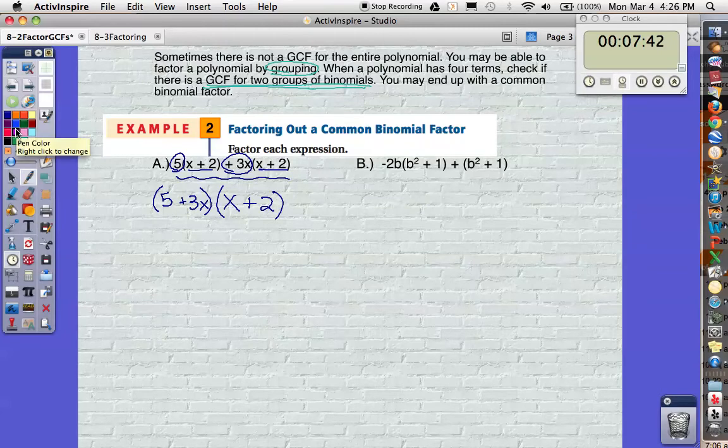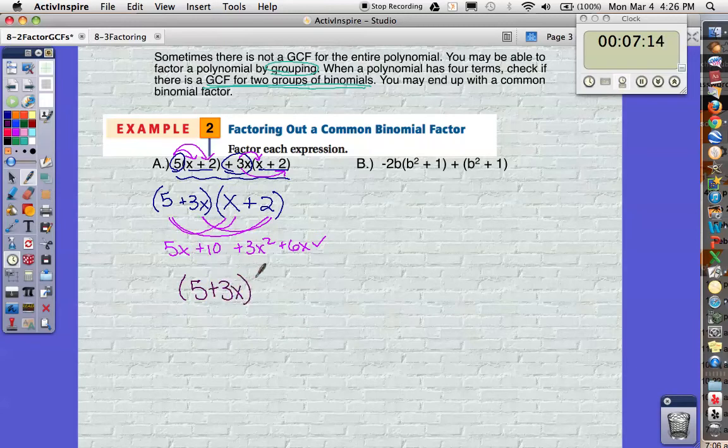If we FOIL this out, 5x plus 10, notice, isn't that what I would have got here? 5x plus 10, and then plus 3x squared. Here's my 3x squared term, and my last one should be plus 6x. Yep. So it does, in fact, work. Your factorization is only this part: the 5 plus 3x, x plus 2. The rest of that work is me checking that it did work out.